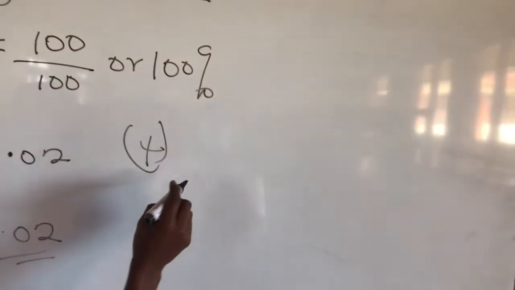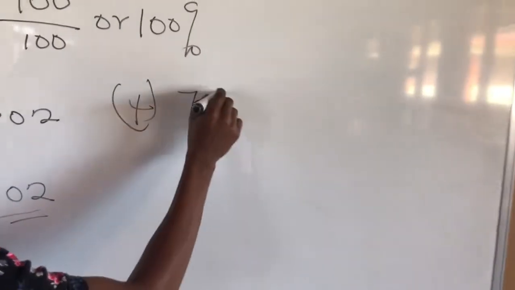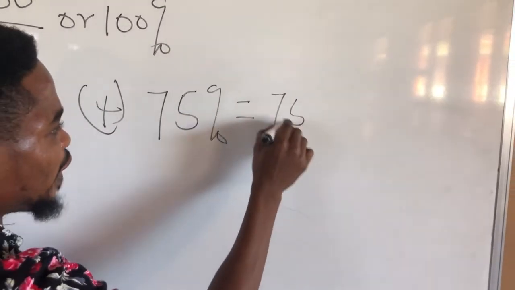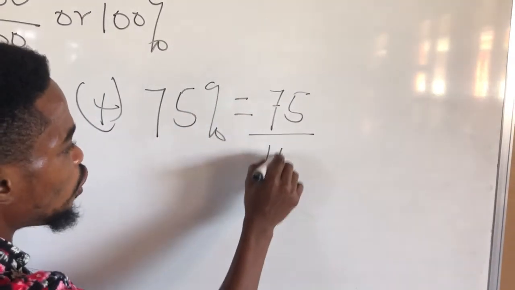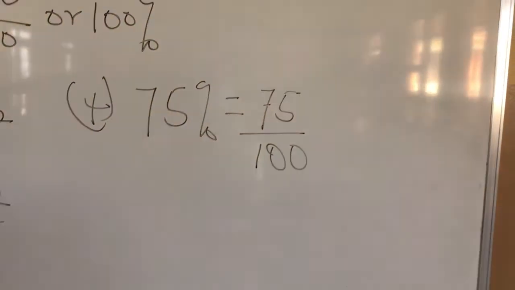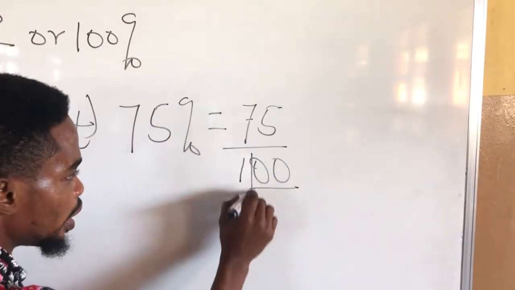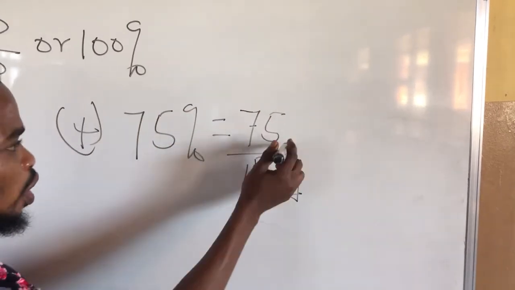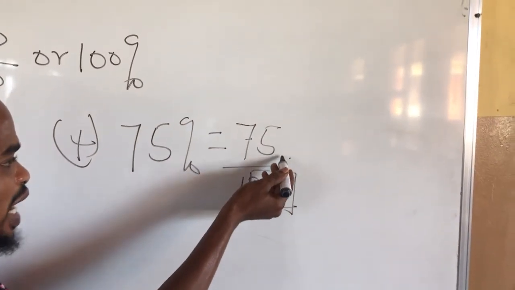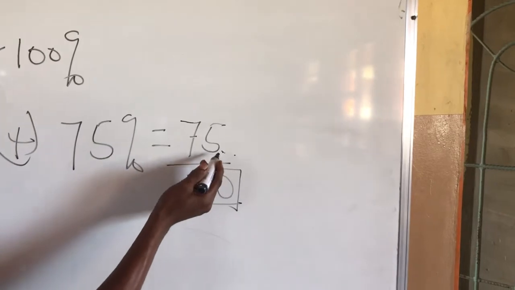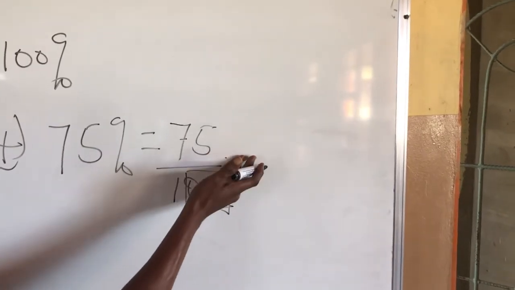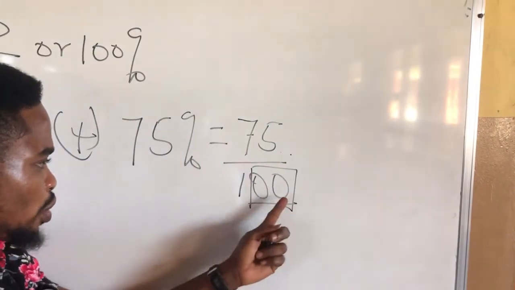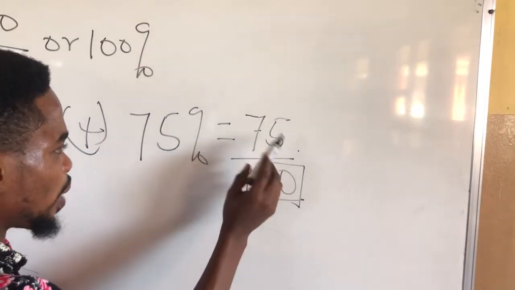Now let's move on to question number 4. Question number 4, which is 75%, which can be written as 75 out of 100. So we consider the 2 zeros here, and then we start counting from what? Consider the top number, starting from the right to the left. So we start counting. Remember, the 2 zeros are here. So we start counting from what?